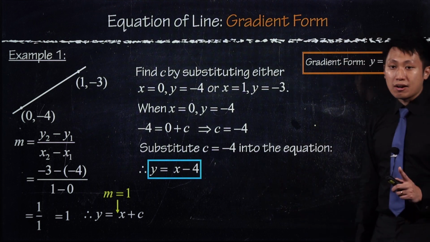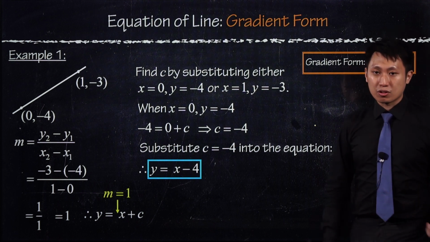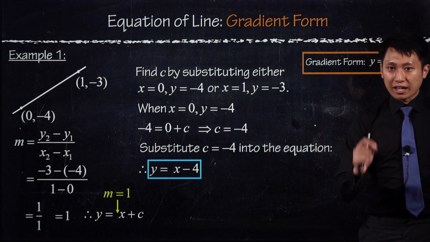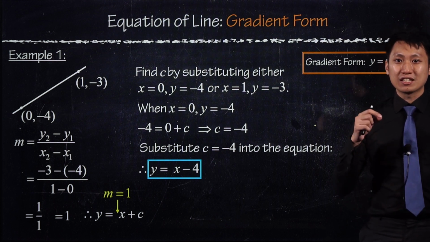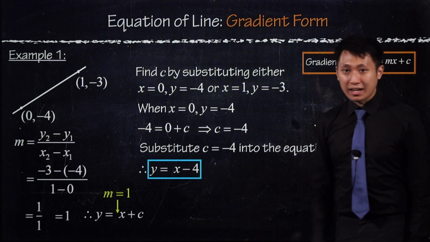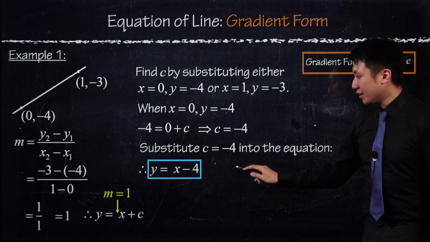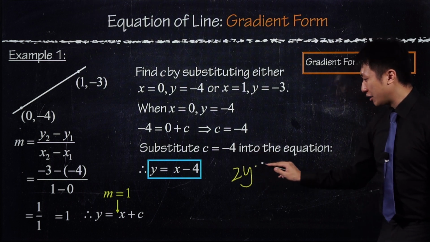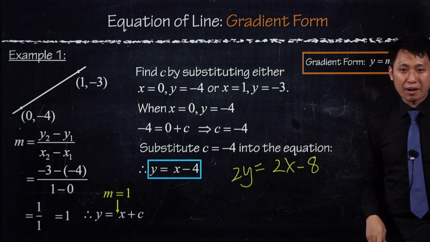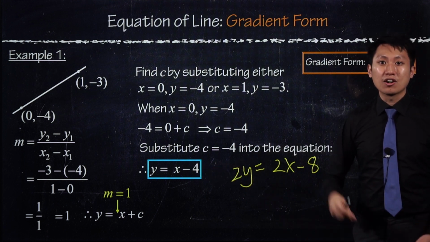Now I want to point out one thing. In a lot of questions, in a lot of exercises in your book or in the exam, they always say "the equation of a line", which is wrong. The idea of "the" is wrong because it is not unique, right? Let me ask you this: if I write 2y equals 2x minus 8, is this representing the same line? It is, right? So they both are equations of that line.